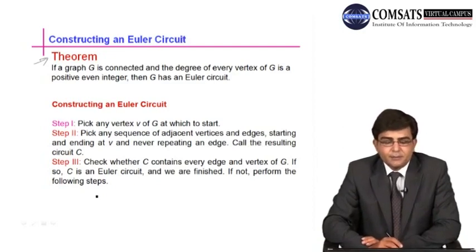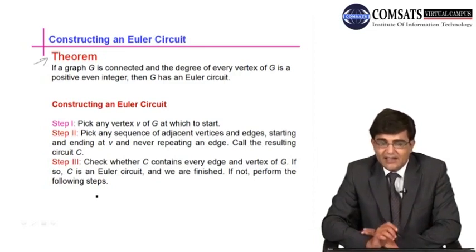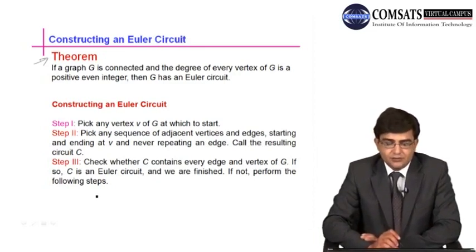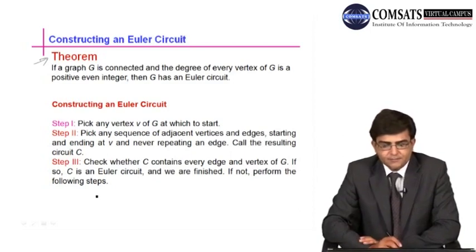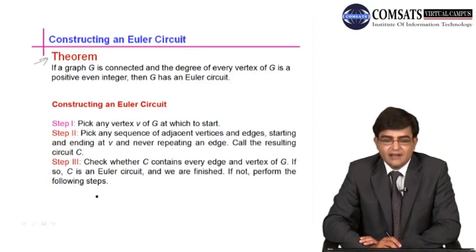The second step is to pick any sequence of adjacent vertices and edges, starting and ending at the particular point V which you have chosen to start constructing an Euler circuit, and never repeating an edge.